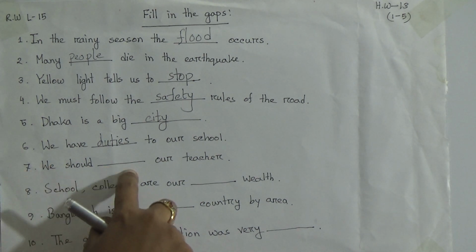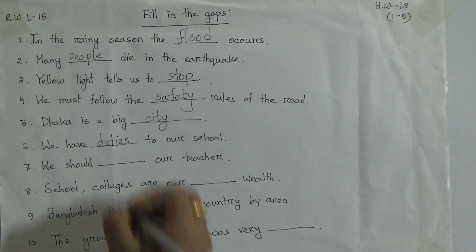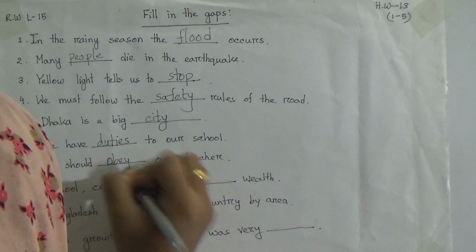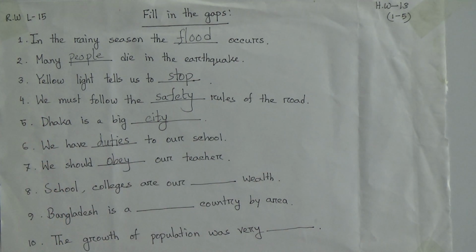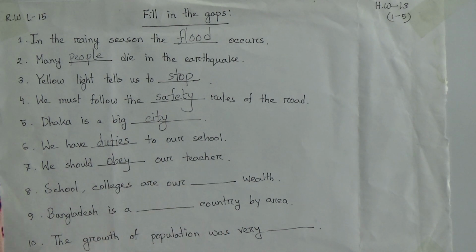Number 7, we should dash our teacher. We should what? Respect or obey. We should obey our teacher. In your school you have some duties and you have some responsibilities. You have to obey your teacher because you will have to follow some rules for your life, and for this reason you will have to follow your teacher's direction for your life. This is what we have to write. We should obey our teacher for our well-being.